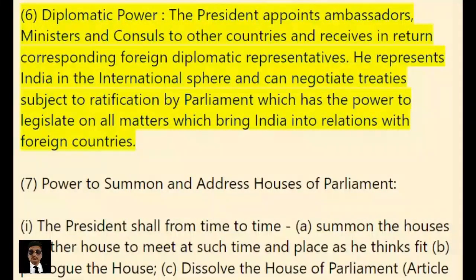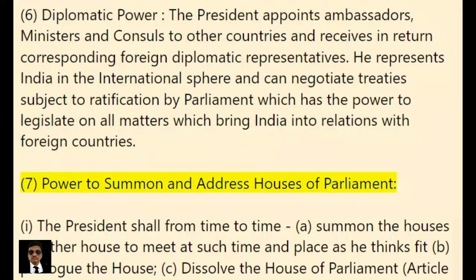6. Diplomatic power. The President appoints ambassadors, ministers and consuls to other countries and receives in return corresponding foreign diplomatic representatives. He represents India in the international sphere and can negotiate treaties subject to ratification by Parliament, which has the power to legislate on all matters which bring India into relations with foreign countries.